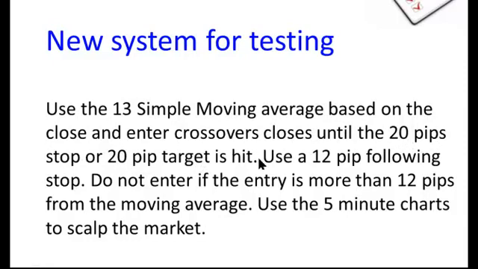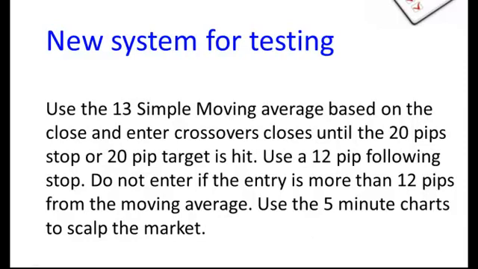So it's a very simple system, but you would also use a 12 pip following stop, and you would not enter if the entry is more than 12 pips away from the moving average. And this is more or less a scalping technique. It's going to be used on 5-minute charts, and we're going to scalp the market. So that's the system that I'm going to be using as an example today for us to test. Let's get the charts out and start doing that.